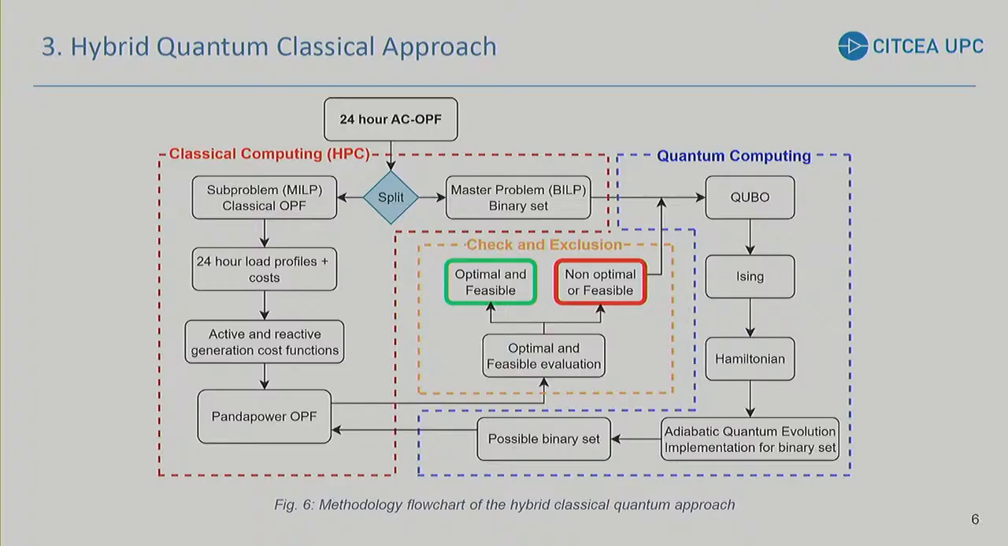But if not, the combination found in the adiabatic evolution process has to be introduced again as a penalized constraint into our model. So the next time, in the next iteration, it will not be feasible, okay? So this is the main idea for this hybrid approach.